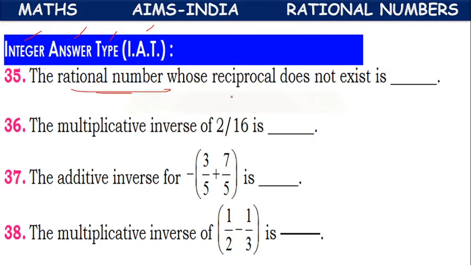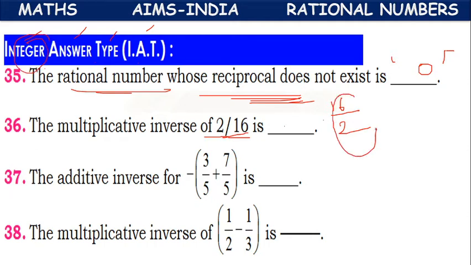What is the question? The rational number whose reciprocal does not exist. What is the answer, children? 0. For 0 there is no reciprocal. Next, the multiplicative inverse of 2 by 16 means reciprocal, 16 by 2. But what type of question it is? Integer answer type. 16 by 2 is not an integer, so we have to divide 16 by 2, 8 times. So 8 is the answer.